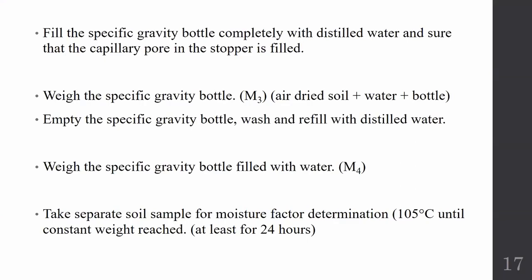Fill the specific gravity bottle completely with distilled water. Ensure that the capillary pore in the stopper is filled. Weigh the specific gravity bottle, M3, air dry soil plus water plus bottle. Empty the specific gravity bottle, wash and refill with distilled water. Weigh the specific gravity bottle filled with water, M4. Take a separate soil sample for moisture factor determination, 105 degrees Celsius until constant weight is reached, at least for 24 hours.